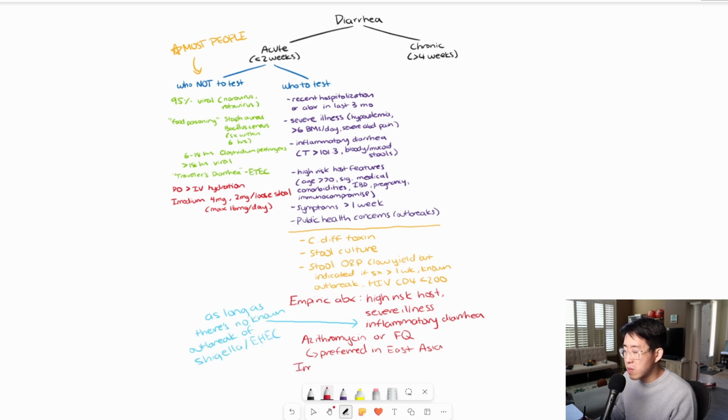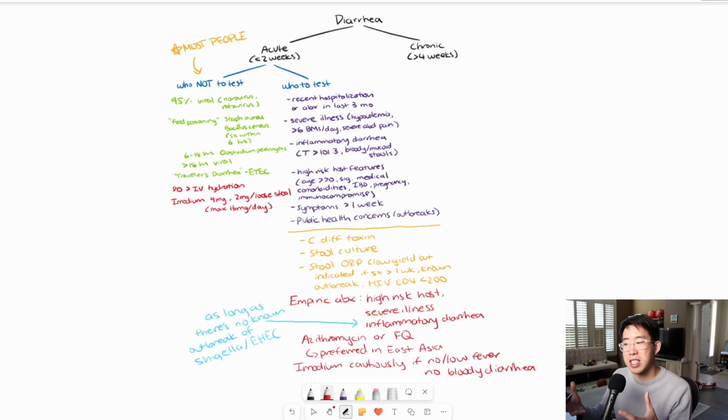And then finally, in terms of Imodium, in this case, we do want to be a little bit more cautious. So as long as it is no fever or just a low-grade fever, and if there's no bloody diarrhea. Again, because we do not want to slow colonic motility in the setting of an inflammatory diarrhea or a C. diff diarrhea, because that's just going to keep all the toxins inside. So we have to be very cautious about using Imodium in these situations until we've ruled out C. diff and ruled out some of those inflammatory diarrheas.